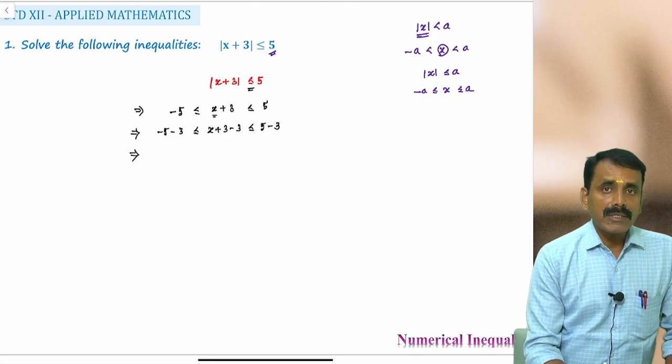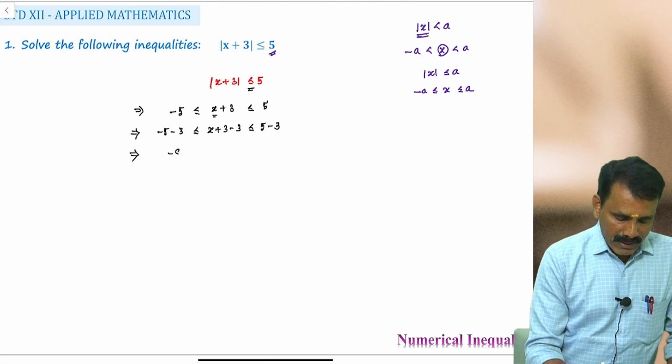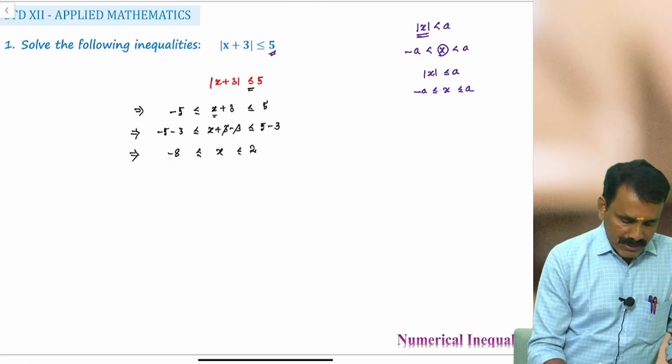So minus 5 minus 3 both are going to have same sign. So we add the numbers. So it is minus 8 less than or equal to, plus 3 minus 3 cancel, x less than or equal to plus 2. Now what will be the solution set?